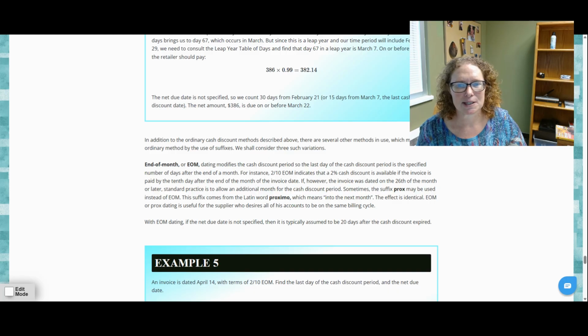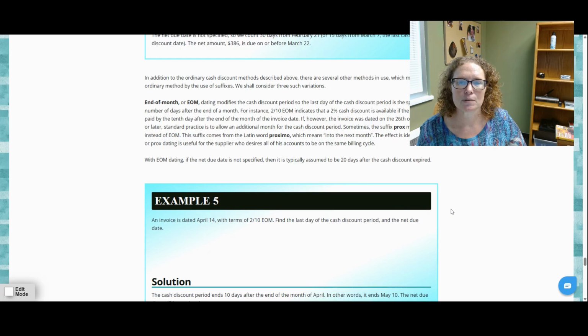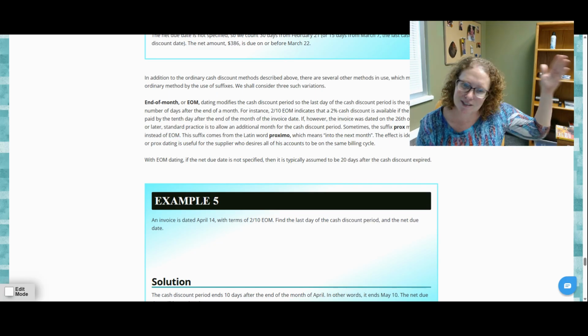Also, Proximo is used sometimes, but typically we're going to use EOM dating. If the invoice is dated on the 26th of the month or later, usual standard practice, but I would check with the company, of course, is to allow an additional month for the cash discount period. And so instead of it being 10 days into the next month, it would be 10 days into the following.